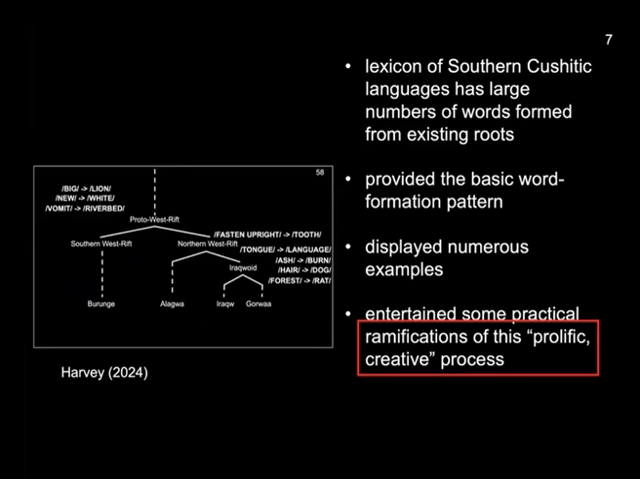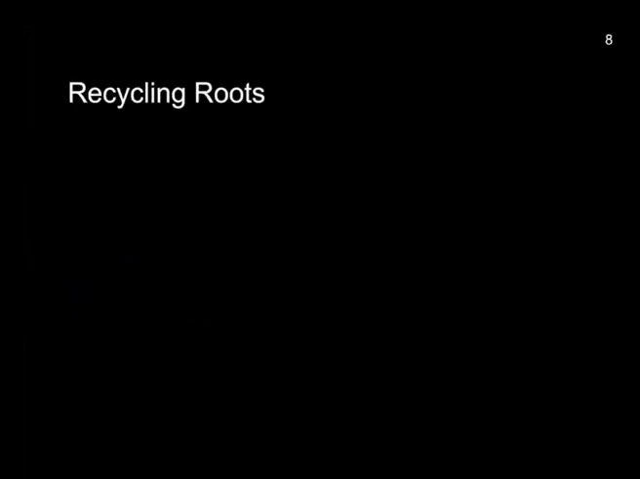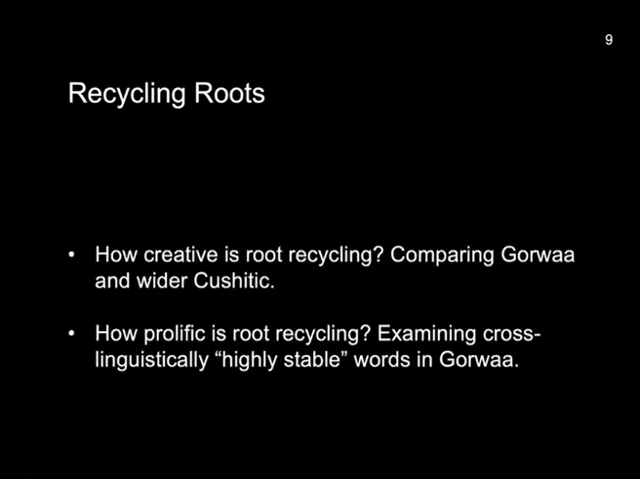You'll note that I like to call this process prolific and creative, and actually it's this that I'd like to focus in on for today's talk. Specifically, I'll compare Gorwaa and wider Cushitic to show that most root recycling innovations are occurring at least as low as Southern Cushitic, identifying this clade as the locus of this particular creativity. I'll also compare words which are thought to be highly stable cross-linguistically with Gorwaa forms to see how commonly these forms, which would be considered resistant to this kind of change, are innovated through root recycling processes.